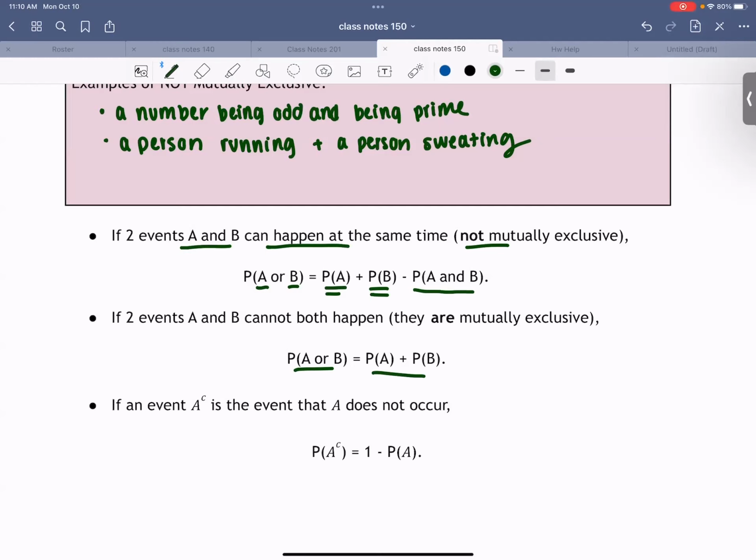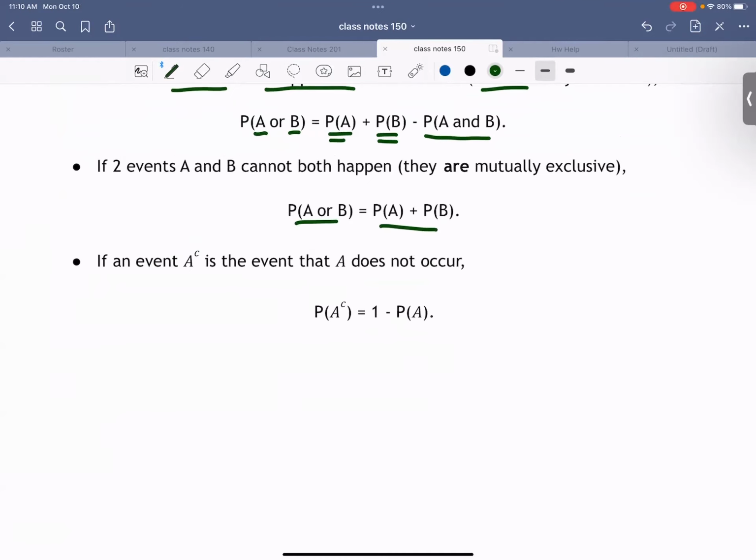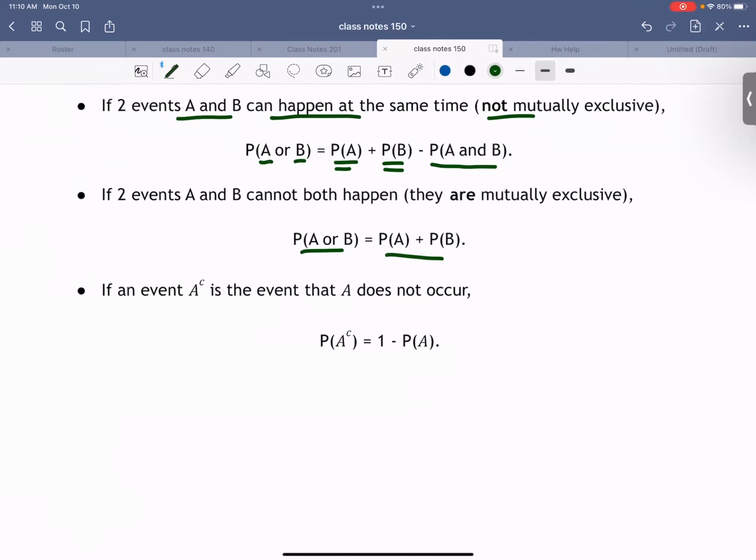The last one looks a little bit different. This probability rule is kind of like the opposite rule. It's also called the complement rule, and I'm going to write that down. Complement rule. Okay, and let's just read this. If an event A^C is the event that A does not occur, we call A^C A complement.